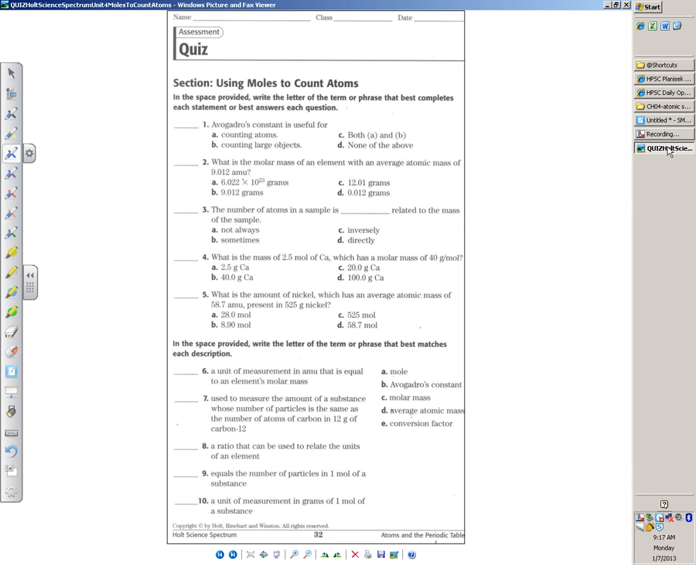All right. Next, question number 2. Question number 2 says, what is the molar mass of an element with an average atomic mass of 9.012 AMUs? Answer for this question is B. Well done, Willie. All right. So let's go back here.